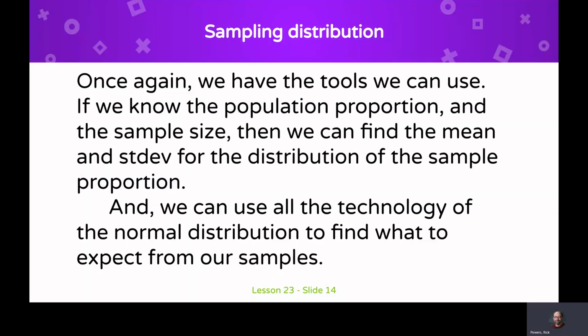Once again, we have the tools we can use. If we know the population proportion and the sample size, then we can find the mean and standard deviation for the distribution of the sample proportion. And we can use all the technology of the normal distribution to find what to expect from our samples.